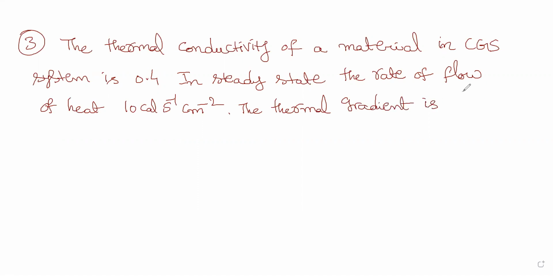What is thermal gradient? Delta T by L. That is called thermal gradient. Delta T by L factor is there, no? That is called thermal gradient. Okay. So we have to calculate. So what are the things given?